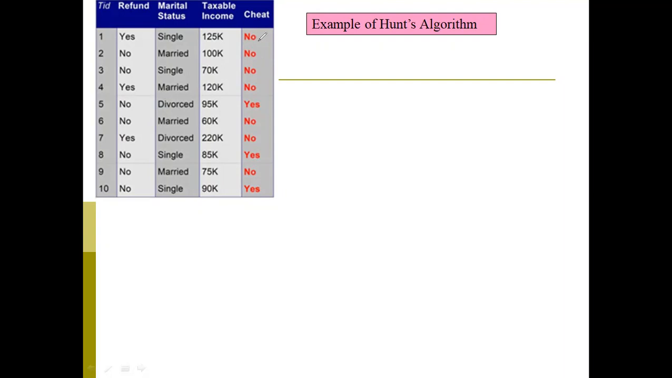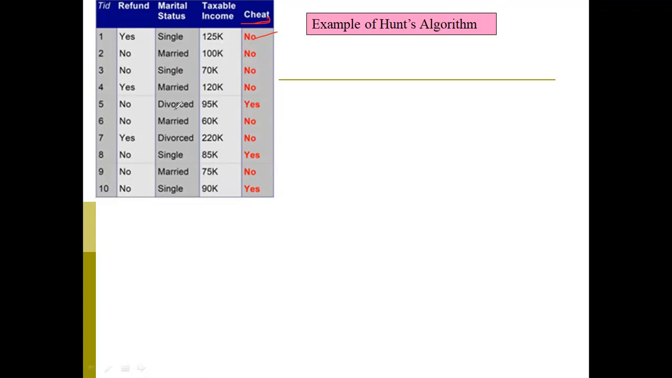First class label is no, second class label is yes. Now this is the actual class which we are going to test. Here, this is the result. Okay, cheat. So this is the table. This table is for finding whether that particular person is a cheater or not. If the class label is no, he may not be a cheater. If the class label is yes, he may be a cheater.